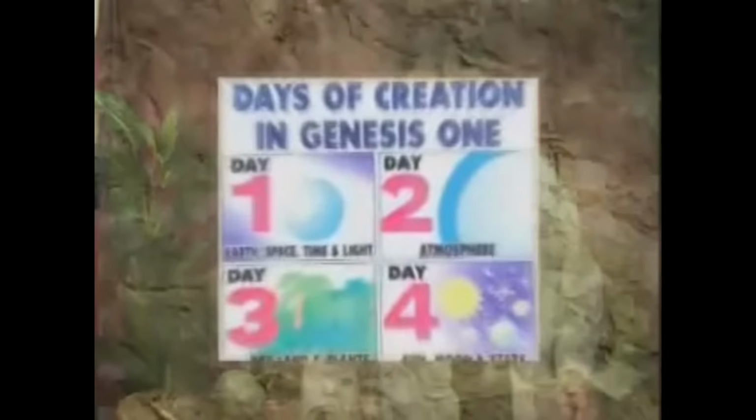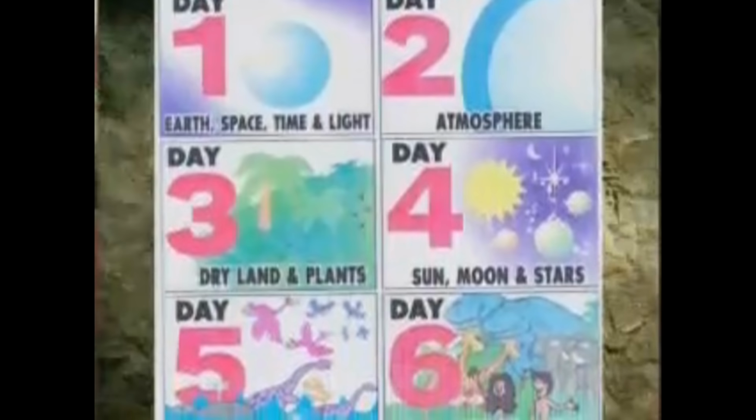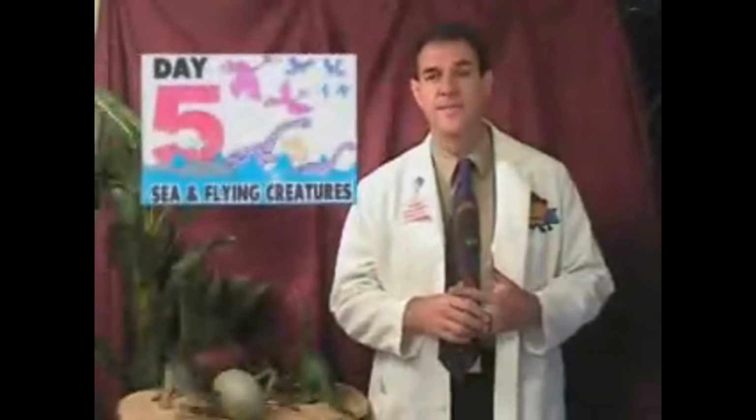Now, in the biblical record, we have the story of creation in 6 days. And as we mentioned earlier, God made on the fifth day all of the sea creatures and the birds. And so that would be a time that God would have made the marine dinosaurs.